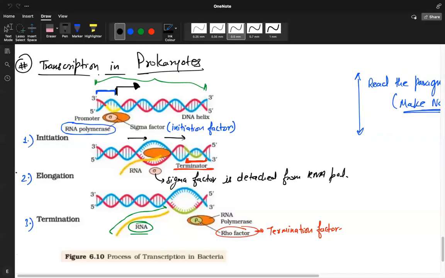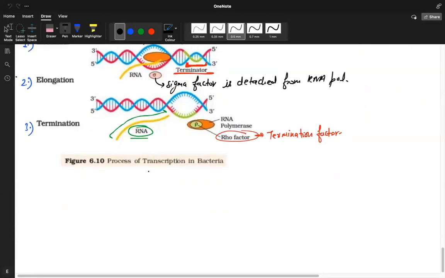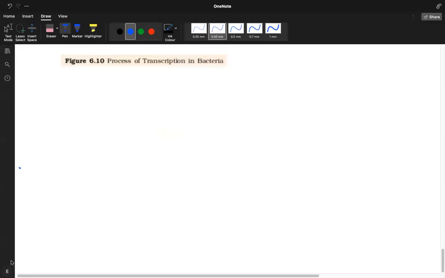And once it reaches the terminator region, a different factor called rho, the termination factor, comes and binds to the RNA polymerase. The RNA is released from the polymerase, and the polymerase itself is detached from the DNA segment. So this is how one transcription unit completes. Now, in today's class, we will start with some complexities which are there in eukaryotes. So we'll start with transcription in eukaryotes. So far, so good. Everything clear to everyone?